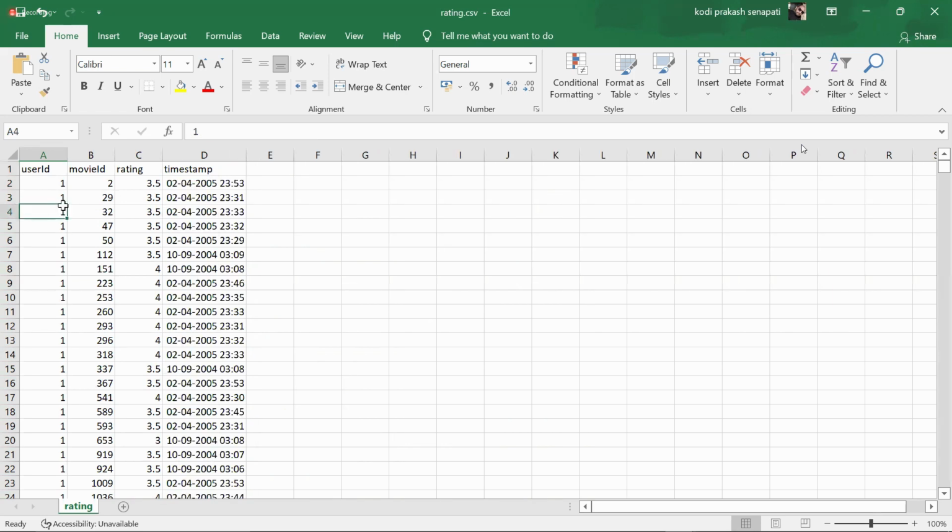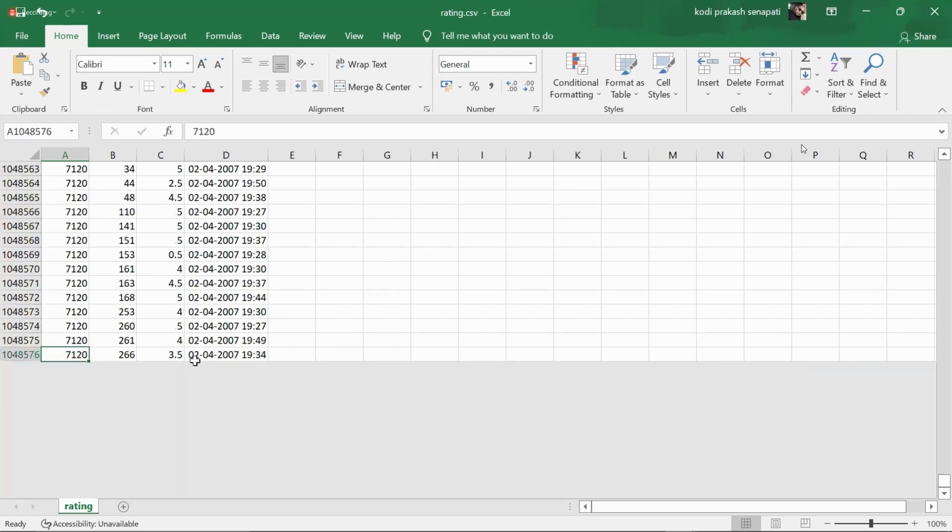Now let me open the rating file. If you see this, the Excel data is filled. You know how many rows we have in the rating? 2 crore line items we have, guys. How do I know that? I will tell you tomorrow.